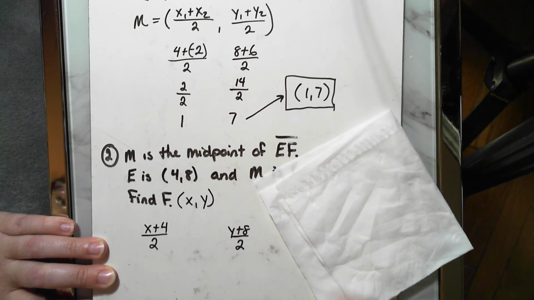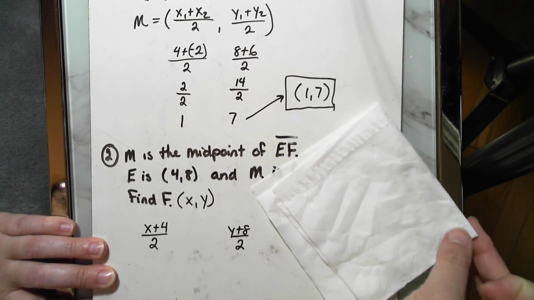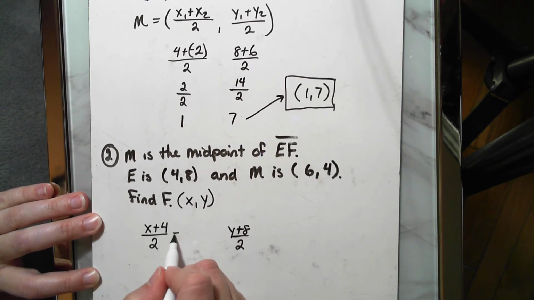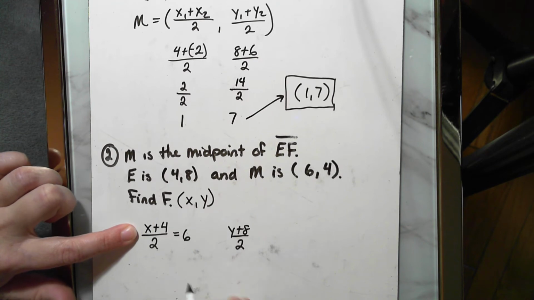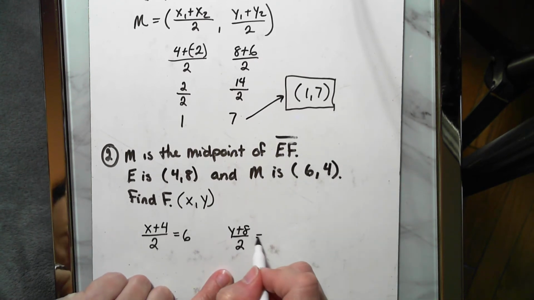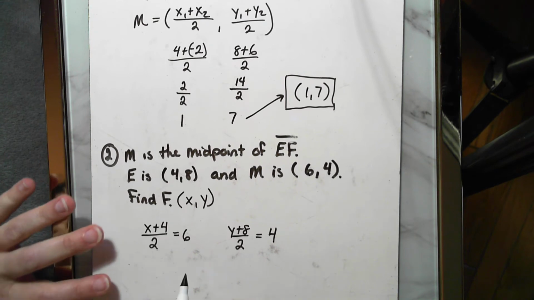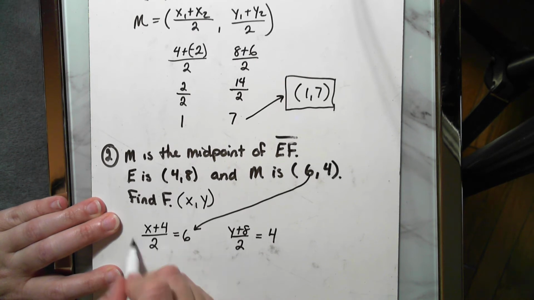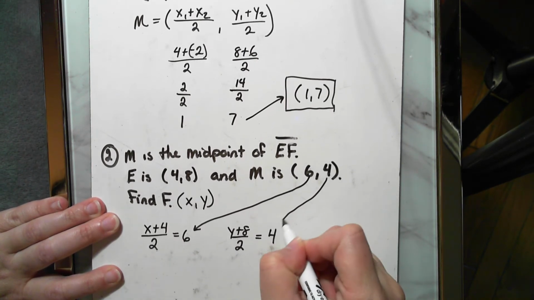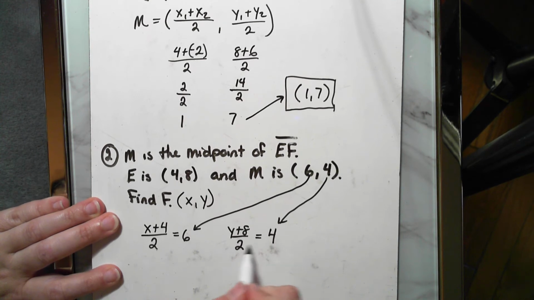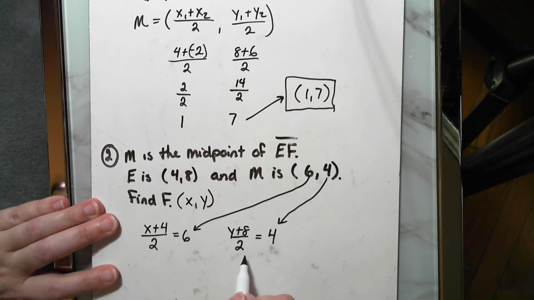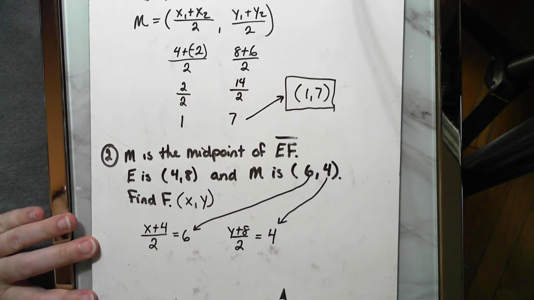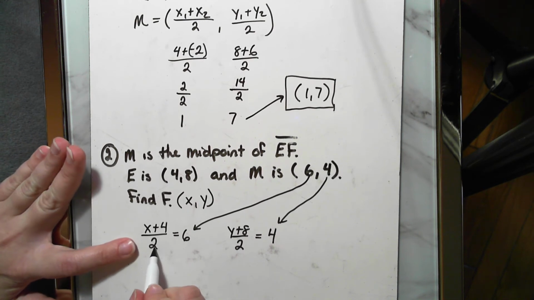Now what I'm going to do, because I can't actually solve these because they have variables in them, I'm going to use my midpoint. And I know that this 6 is the value that I would get from this. And I know that this 4 is the value I would get from this. Okay, so I just took the x value from my midpoint and made it the result of this action. And I took the y value of that midpoint and I made it the result of this action. Because I may not know x and y, but I do know the result if I add it to this and divide by 2.